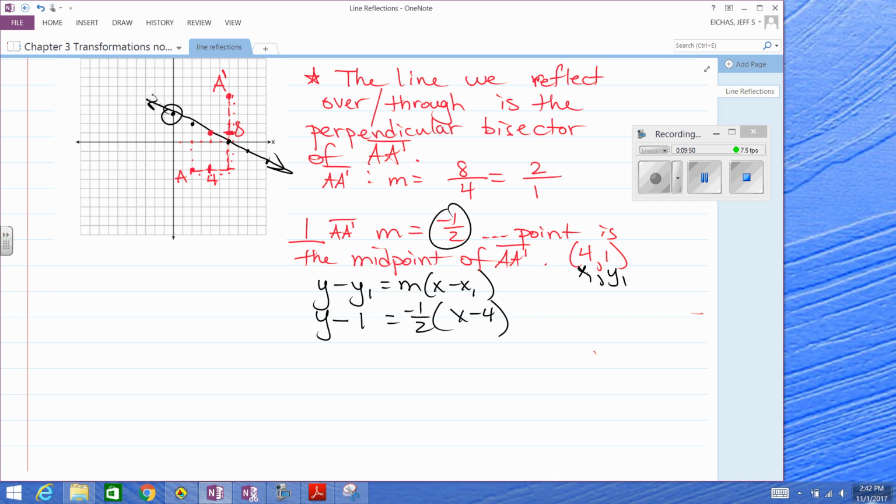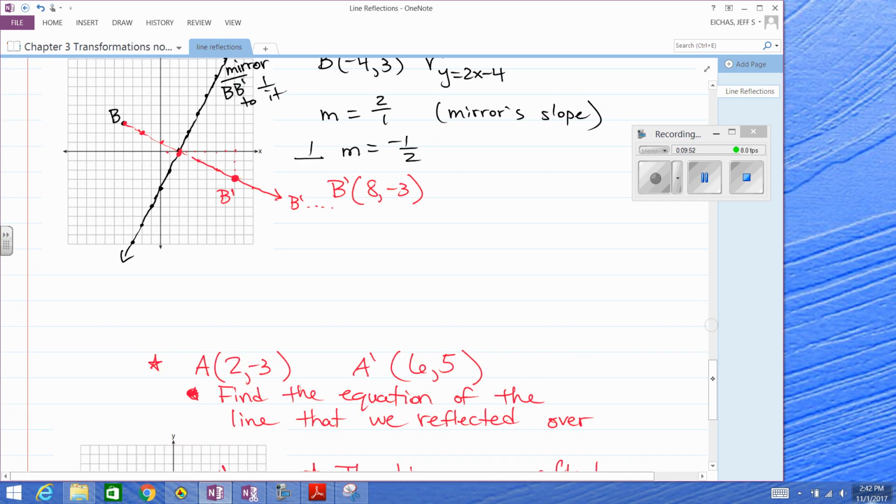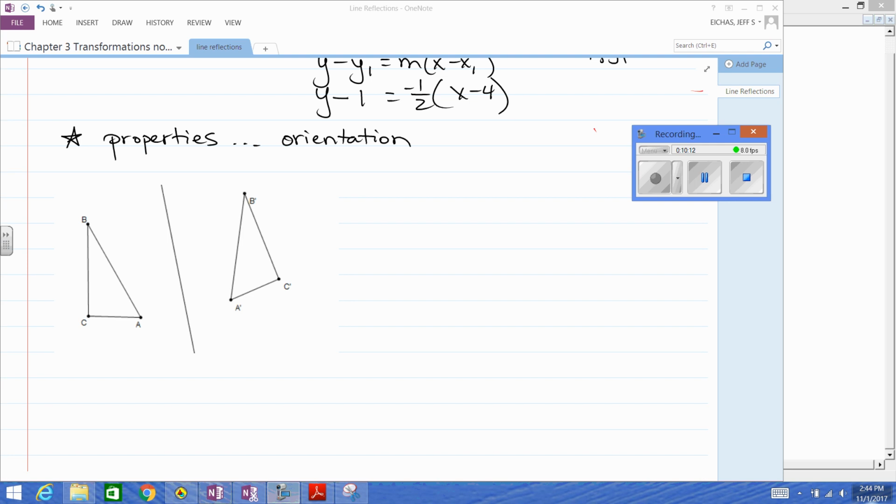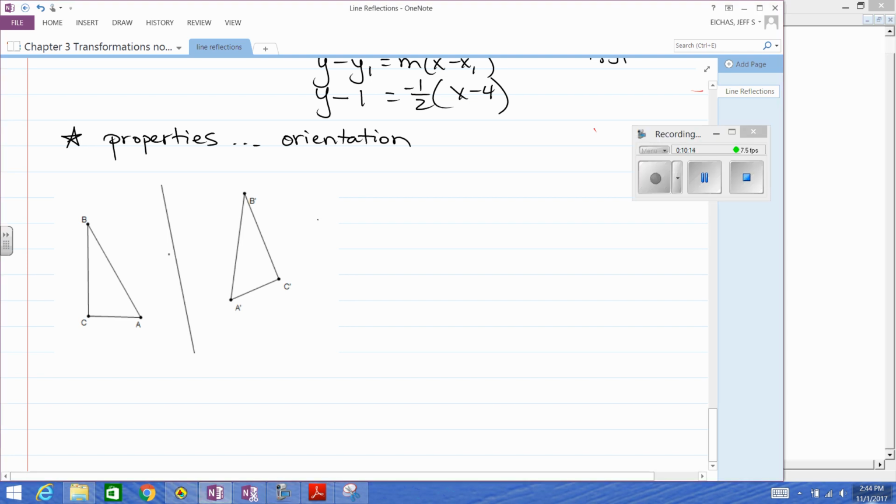Okay, so the last things I want to include on this video are critical ideas of properties. We're going to go back and look at Geometry Sketchpad in a minute and look at properties, especially orientation, because that's the main one for line reflections. Okay, so we went back over to Geometry Sketchpad and got an example of a line reflection. So here's the line reflected over. Okay, some of the properties we got to go through.